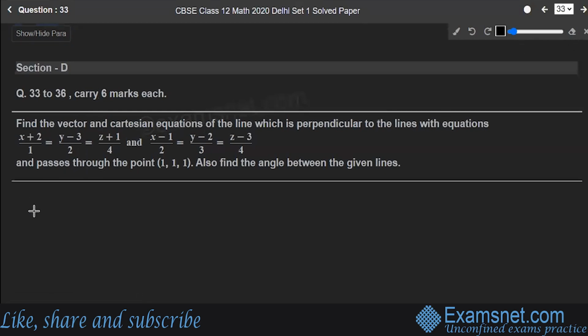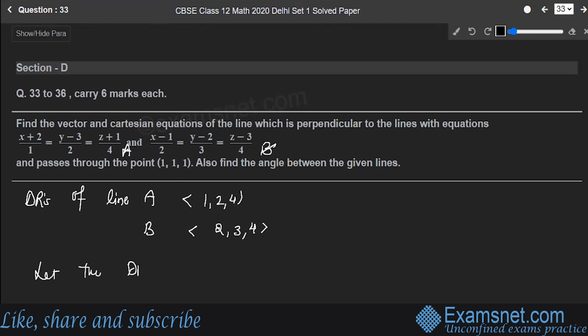Okay. All right. So the given 2 lines are this and this. I'm not rewriting these lines. I'm saying this is line A and let's say this is line B. So the direction ratios of line A are given by 1, 2, 4. And for line B, the direction ratios are given by 2, 3, and 4. Let the direction ratios of the required line, which we have to find out, be a, b, c.